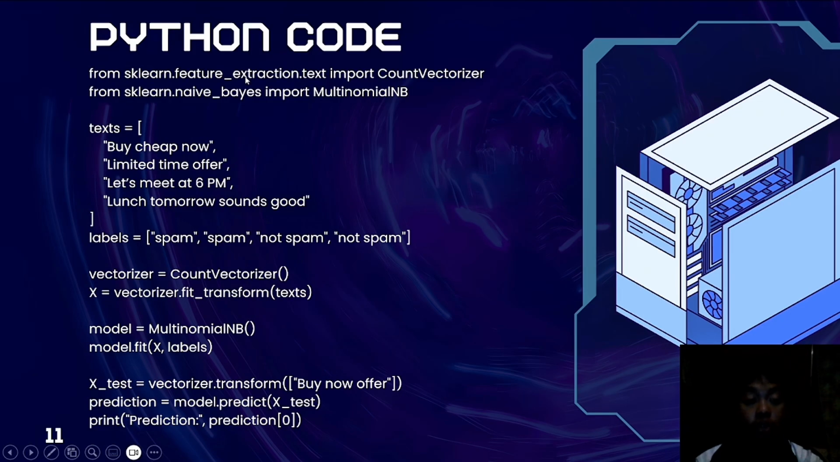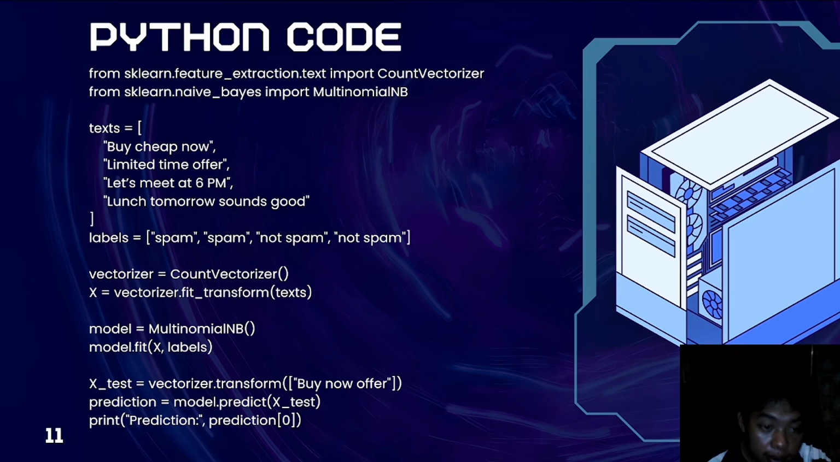So this is the Python code. As you can see, the CountVectorizer converts the text into a word count vector. For example, buy chip now becomes buy equals 1, chip equals 1, and now equals 1. In fit_transform, the text creates a word matrix for our training data.